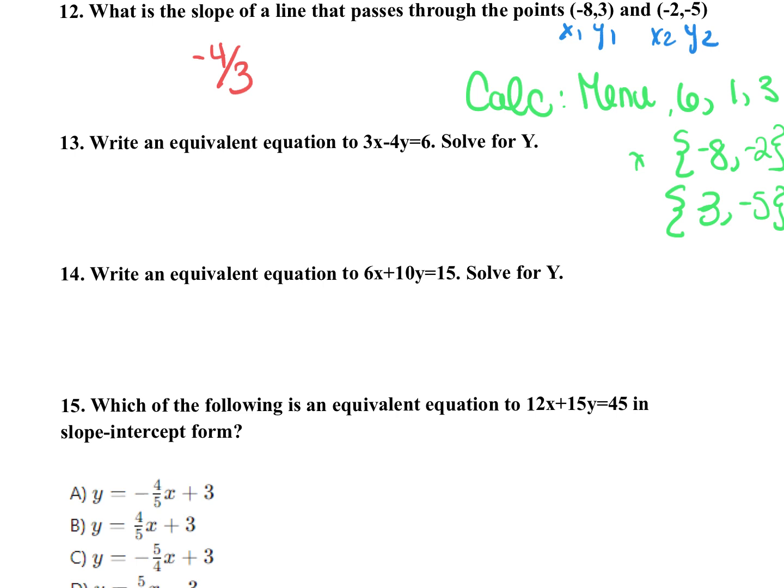The next problem says that I want to write an equivalent equation, but I want to solve for y. So I'm going to draw my line and put a temporary force field in front of my 4y. The 3x needs to move. So it's positive, so I'm going to subtract 3x, subtract 3x. Don't drop the negative. Negative 4y equals negative 3x plus 6.